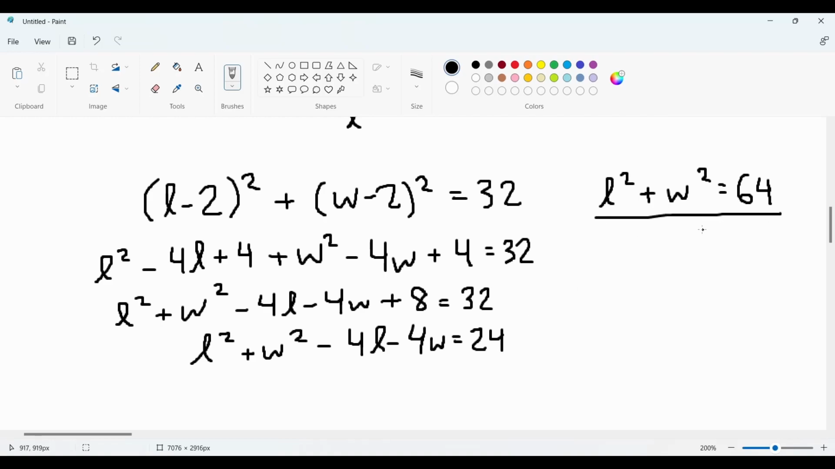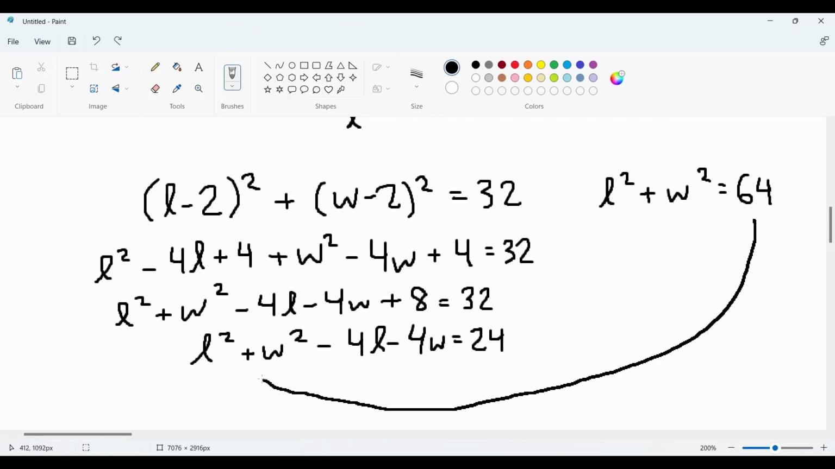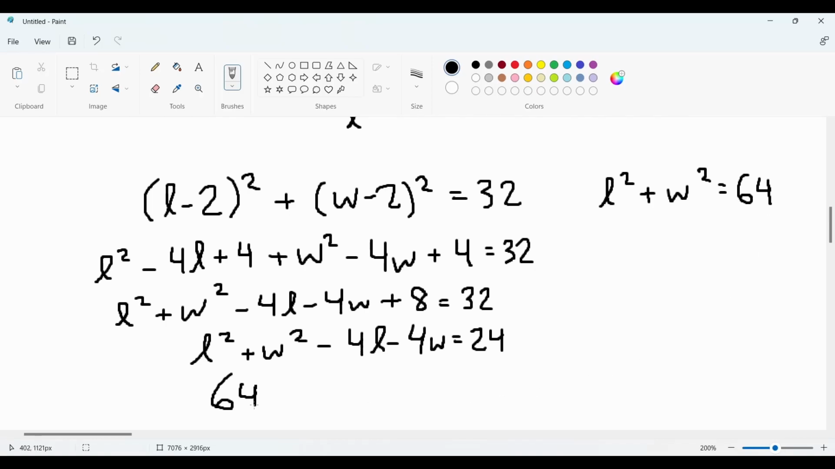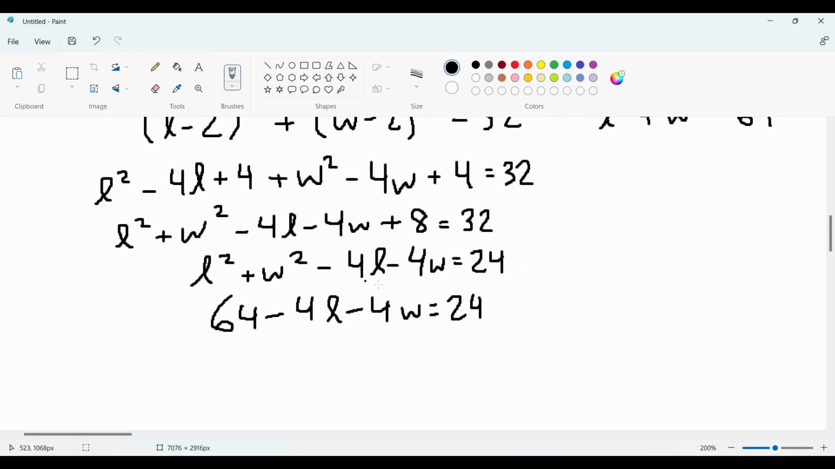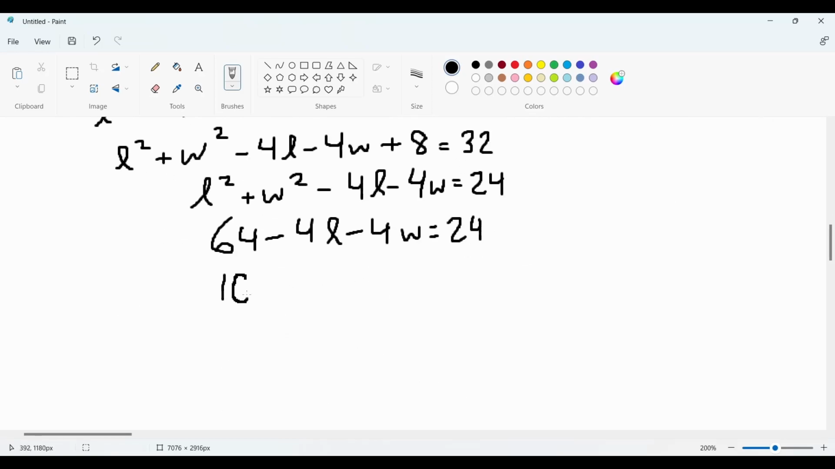And now I'm going to use this expression and substitute L squared plus W squared for 64 right here. So it becomes 64 minus 4L minus 4W equals 24. And I immediately want to divide everything by 4. Everything here is divisible by 4. So we get 16 minus L minus W is equal to 6. And if I rearrange by moving the minus L and minus W to the other side, then moving the 6 over to this side, I'll get that 10 is equal to L plus W.